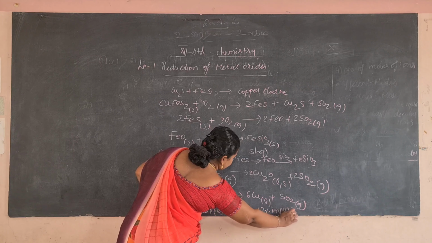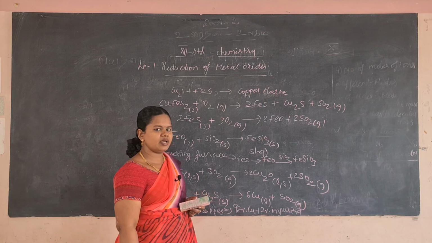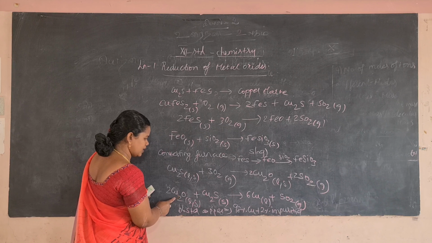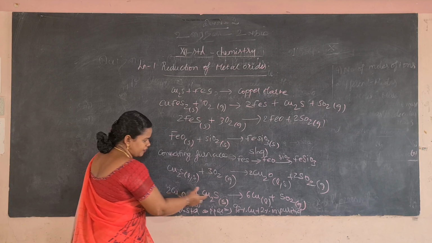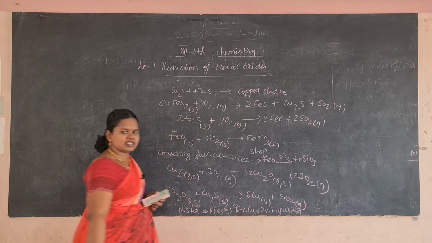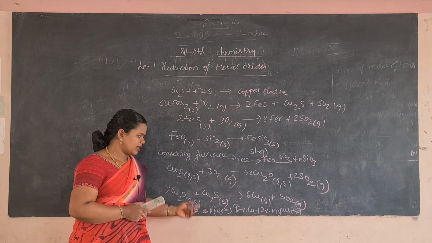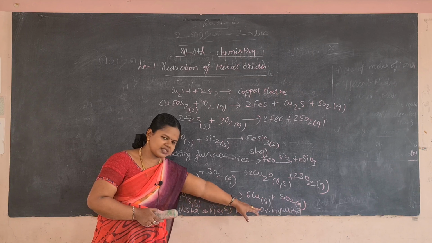Blister copper contains 98% copper plus 2% what? Impurity. So here the copper oxide reacts with unreacted copper sulfide. So here it forms 6 copper, that is metal. This copper metal is nothing but what? Blister copper. Here this blister copper contains 98% copper plus 2% impurity.